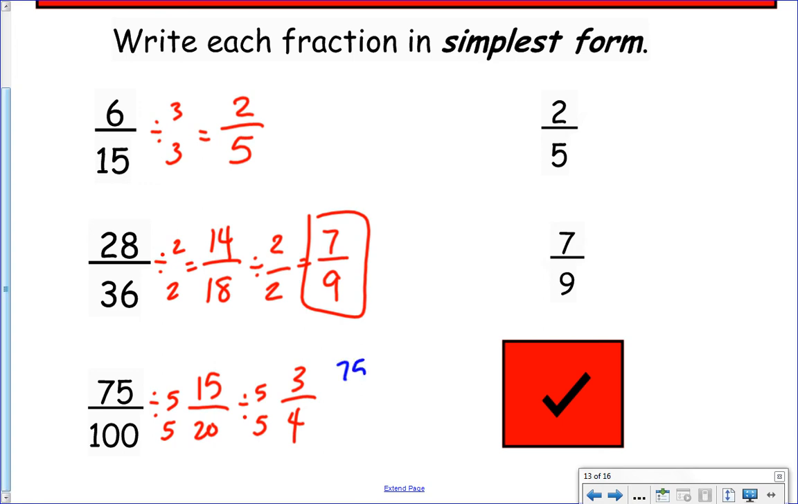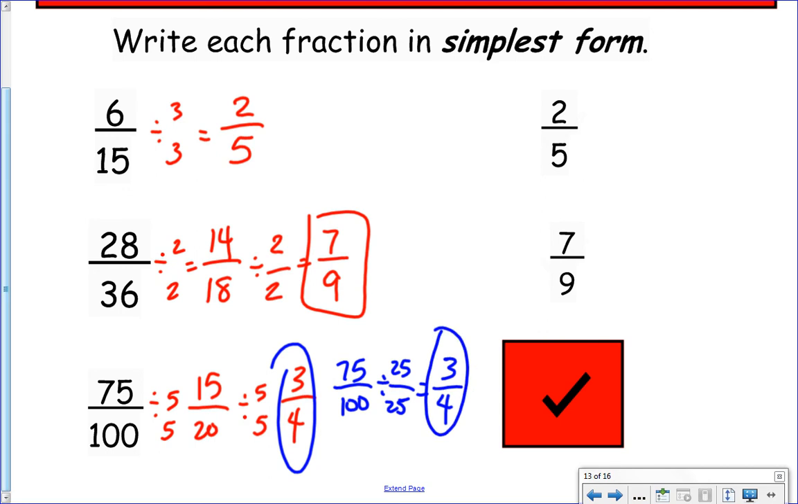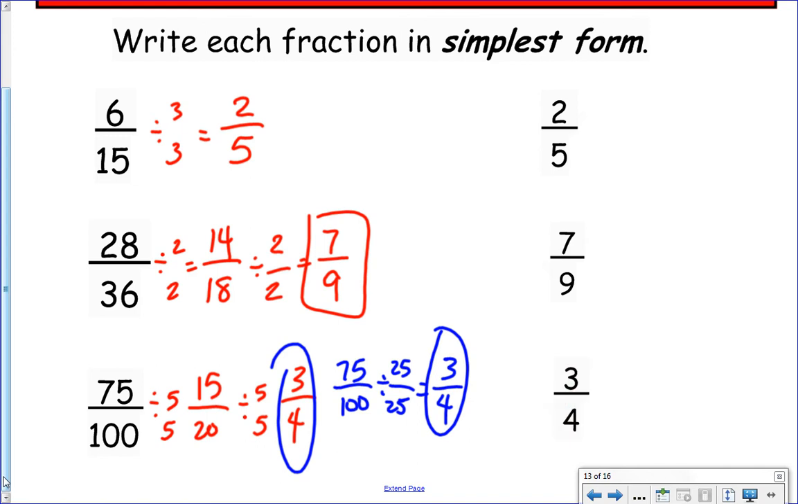So 75 over 100. I know that 25 can be divided into both of these. Okay, so 25 will go into 75. Let's see, 25, 50, 75 will go in 3 times. And then 25, 50, 75, 100 can go in 4 times. Okay, same number. Just took me quicker to use the bigger number than the smaller numbers, but you get the same result. 3/4.